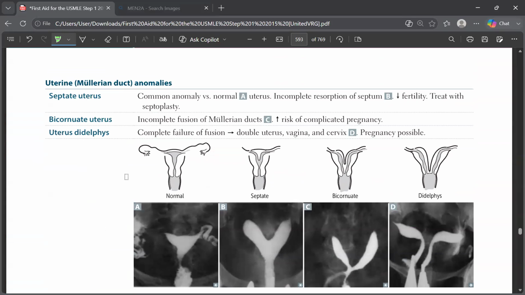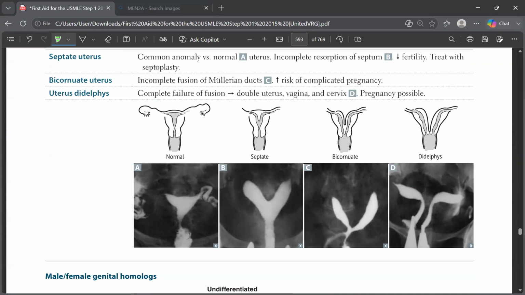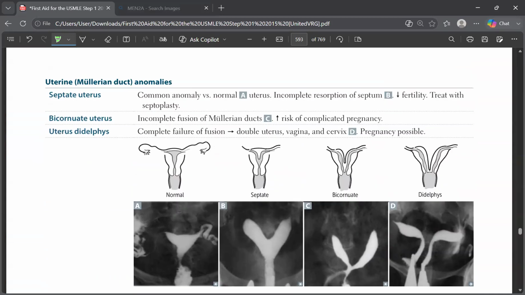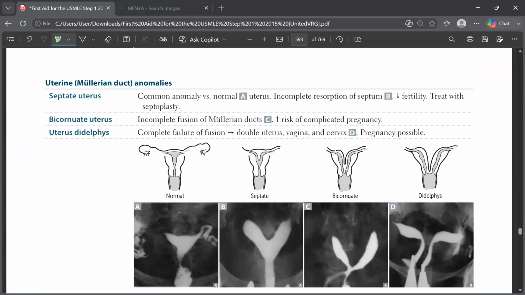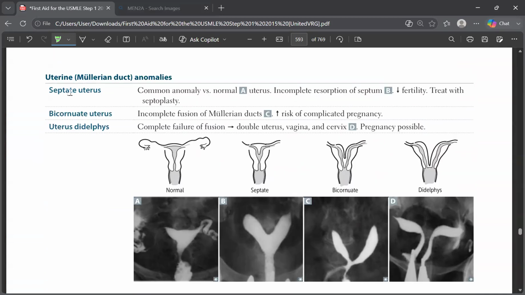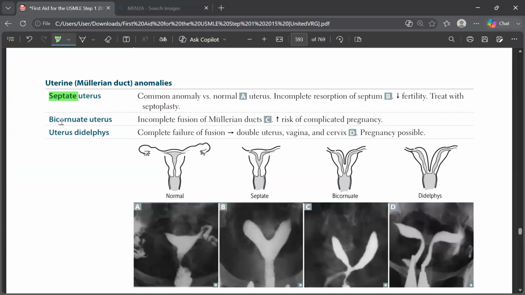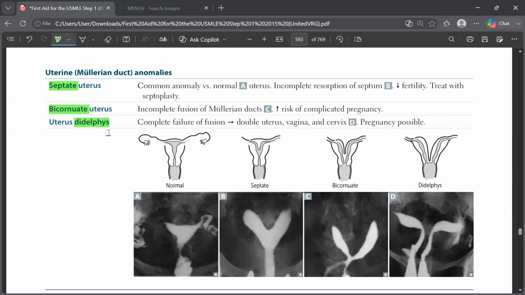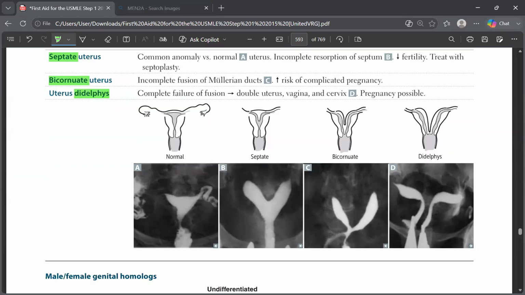Okay, so this is a normal uterus, by the way, and this is a normal uterine X-ray. What they're trying to say is that this is a normal uterus. Now we have the septate, bicornuate, and uterus didelphys. So septate uterus is the incomplete resorption of the septum, and there is decreased fertility, and it is treated with septoplasty.